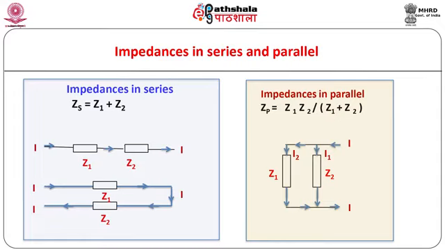Slide number 5. We are familiar with the addition of two resistances in series or parallel. On similar lines, we can add impedances in series or parallel with each other. For example, in the case of two impedances Z1 and Z2 as shown in the figure, we can have the addition of their series combination and parallel combination as shown.